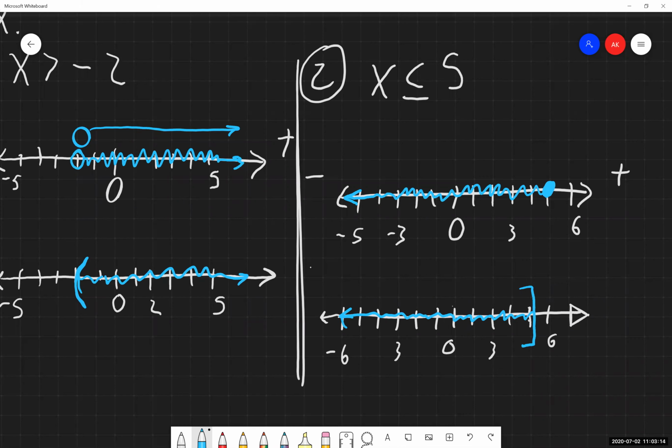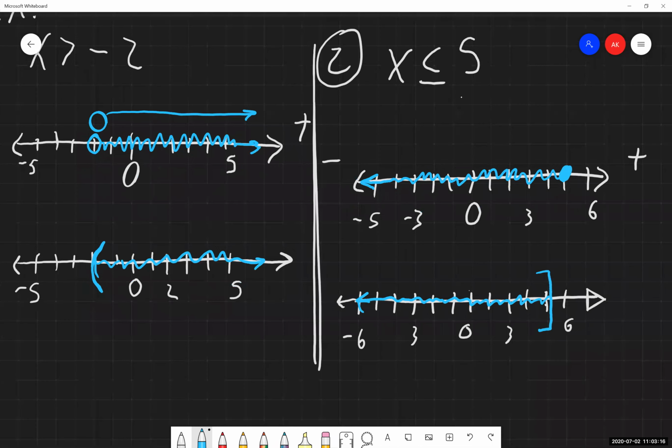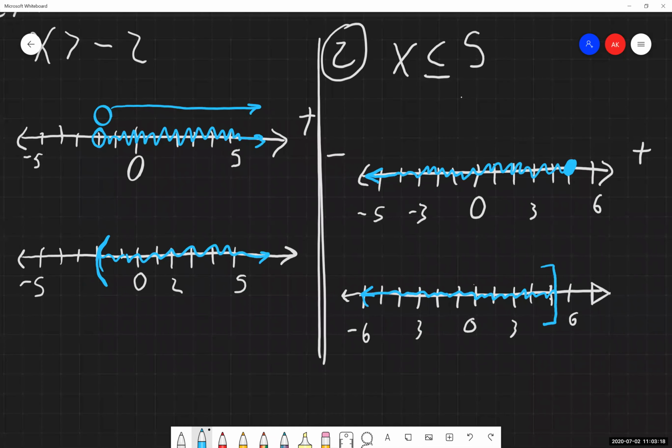So I'm going to jump us back to our notes. We'll get into the interval notation here a little bit more.